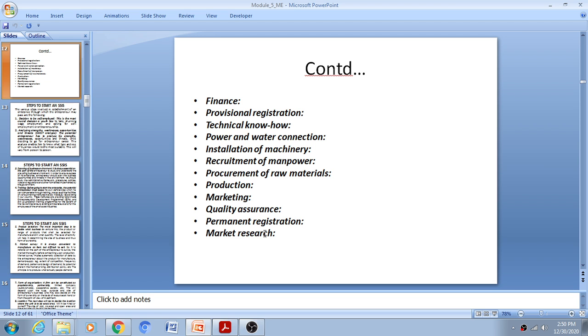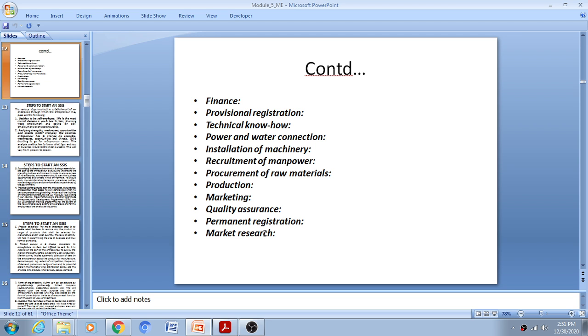The next one is procurement of raw materials. You've identified the raw materials. Now the thing is, where do you get them from? Who are the suppliers? Who are the sources? What are the alternatives for those sources? Again, that has to be studied in detail.